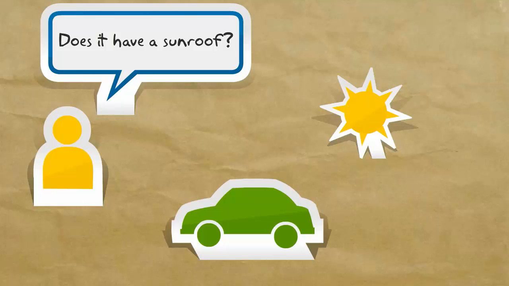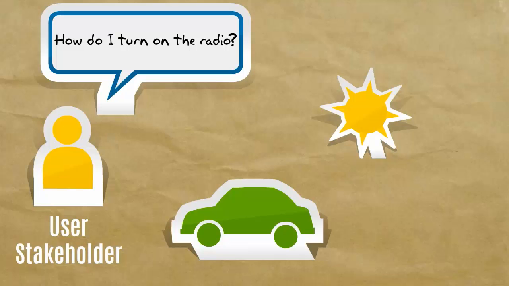Another question that they may ask is, how do I turn on the radio? You see, you can tell just based upon that question that they're asking it from the user's perspective of how to use something within the vehicle. So obviously they'd be considered the user stakeholder.